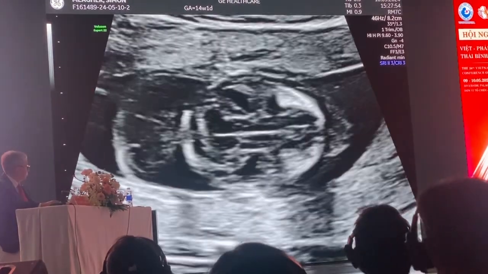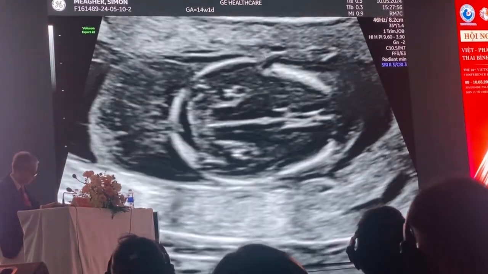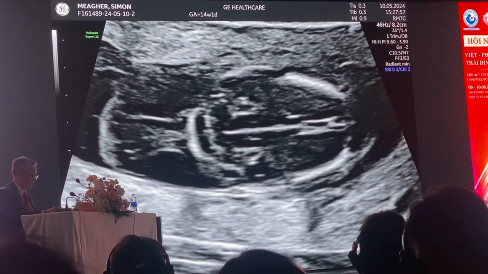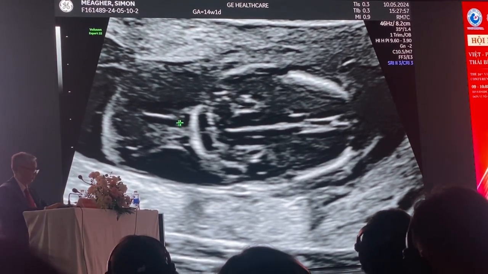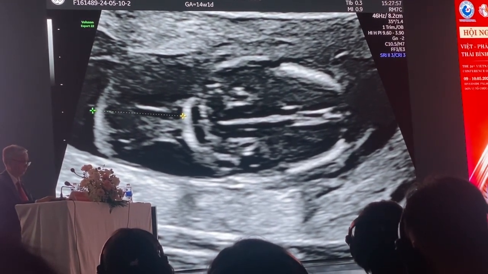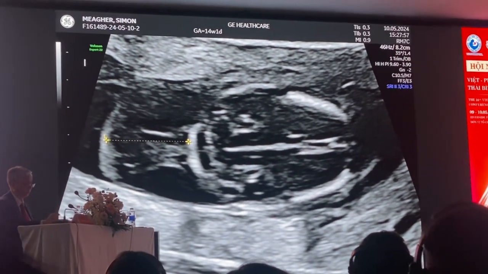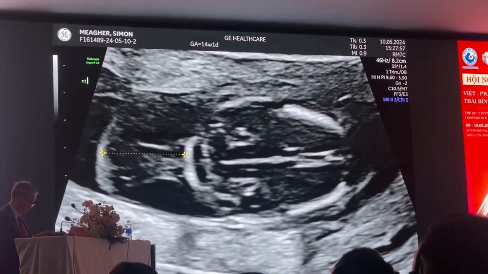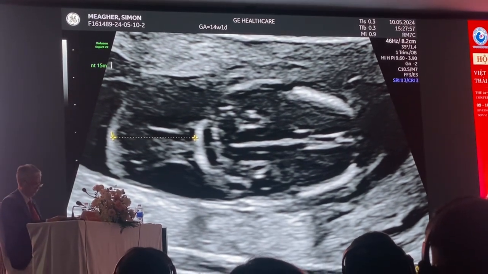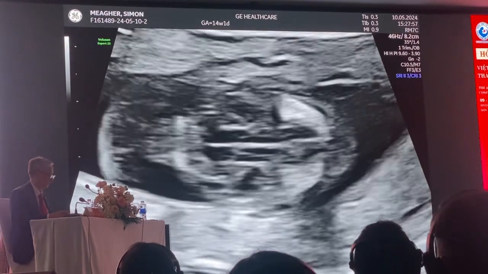It's not just nuchal translucency, it's scalp edema. So just to get an understanding of what that measurement is, I like to get a measurement of what the degree is, and we're looking at a measurement of 15 millimeters, because it's translucent. So that's the first measurement that I'll take.